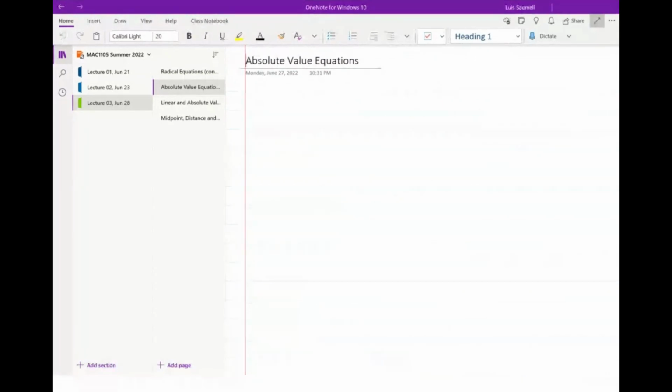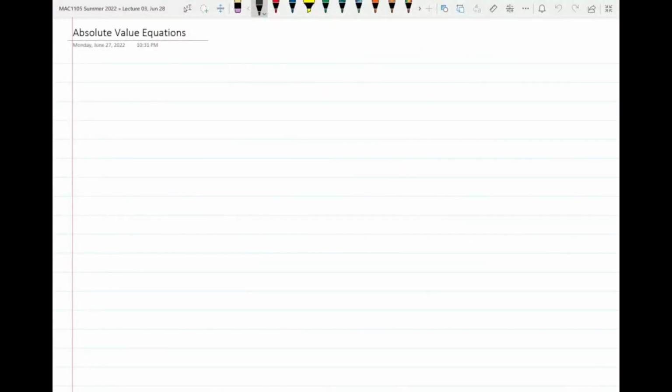So let's talk about absolute value. Do you guys know what absolute value is? Yes, let's see, who can tell me what absolute value is? The distance of a given number from zero. From zero, very good. So absolute value, given a number, is its distance from zero. That's all it is, okay?